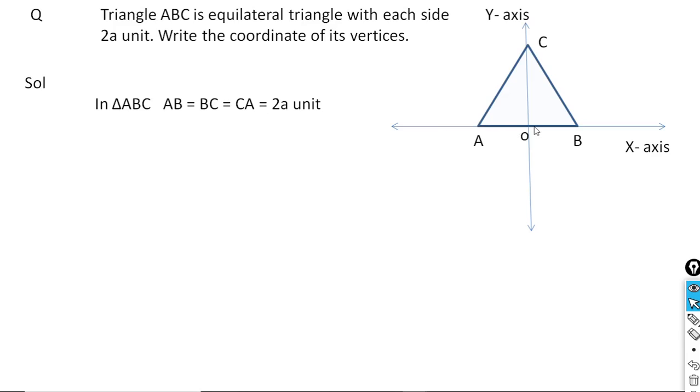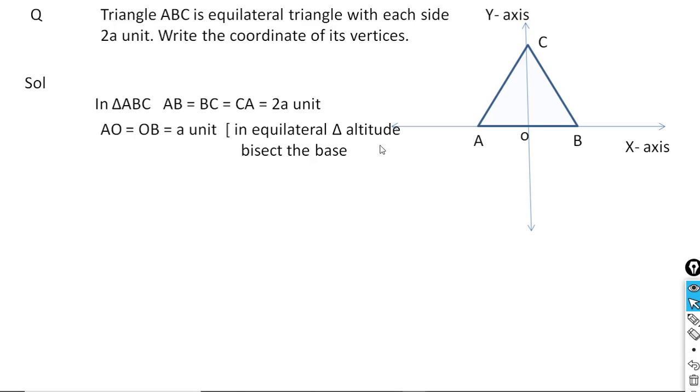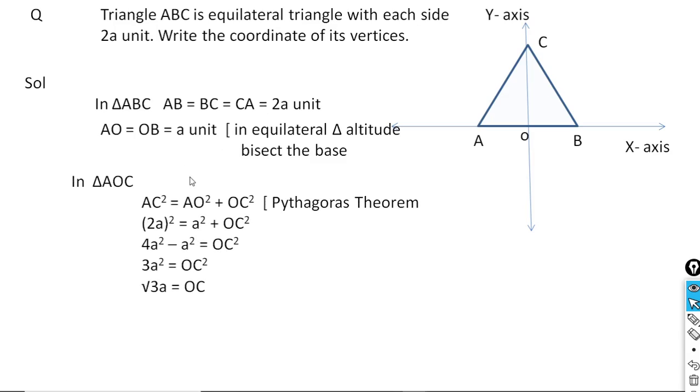For finding the distance OC, we have to use the Pythagoras theorem. And the distances AO and OB are equal to a units, because in an equilateral triangle this OC is the altitude and it will bisect the base. So OA and OB, that distance is a units.